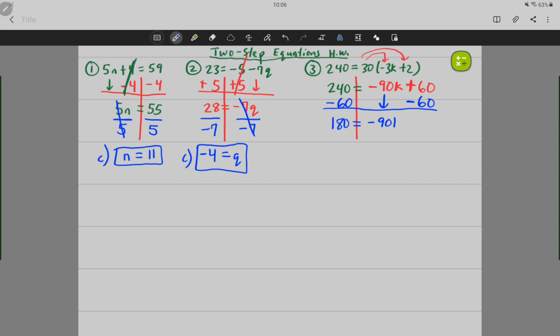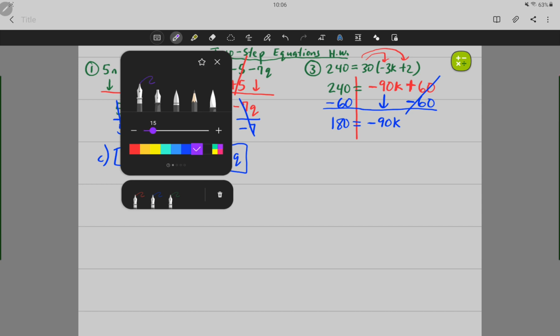Again, just be careful you don't just write 90k like that, because I'll just circle it. Remember, the sign goes with the number. So we read this as negative 90k. So bring down that negative. And on the right, 60 minus 60 is 0. Just cross that out.